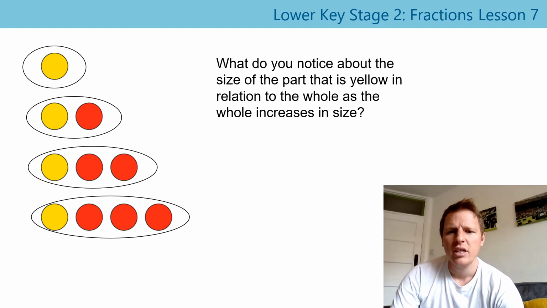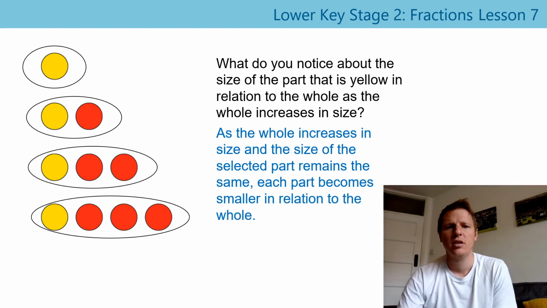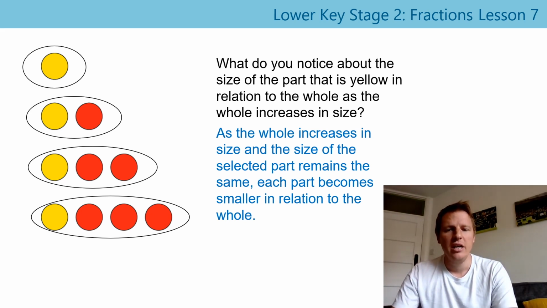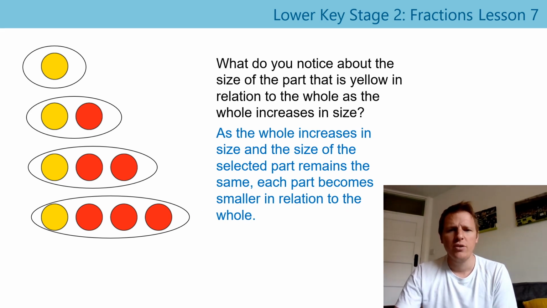Let's look at that written in a more condensed sentence. As the whole increases in size and the size of the selected parts remains the same, each part becomes smaller in relation to the whole. That means, again, because the size of this yellow part stays the same, and because the whole increases in size, each part becomes smaller in relation to the whole. It's a really tricky concept to understand, so don't worry if you haven't got it yet. Let's look at some more examples.